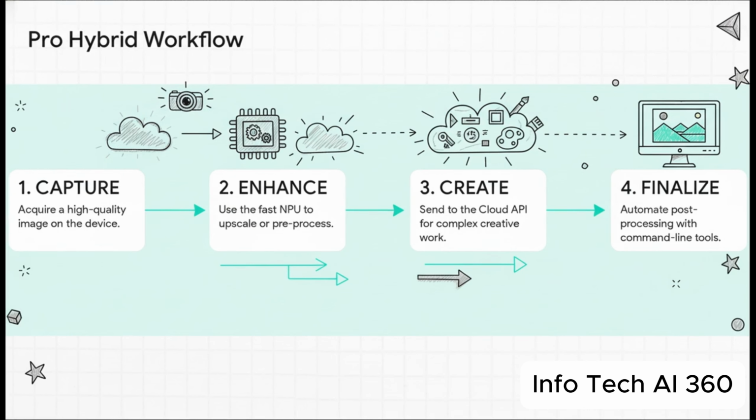So the whole point is how you chain them together. A pro workflow could look just like this. You capture an image, then you use that speedy NPU to instantly upscale it or clean it up. Then you send that already perfected image up to the cloud for the really complex creative part. You get the best of both worlds.